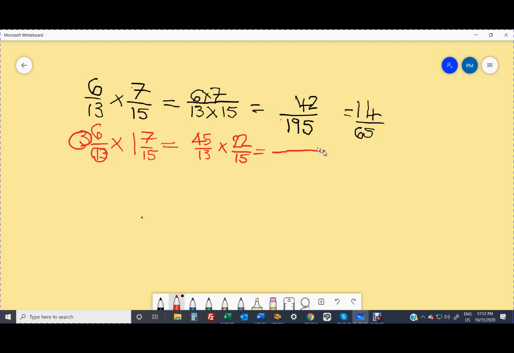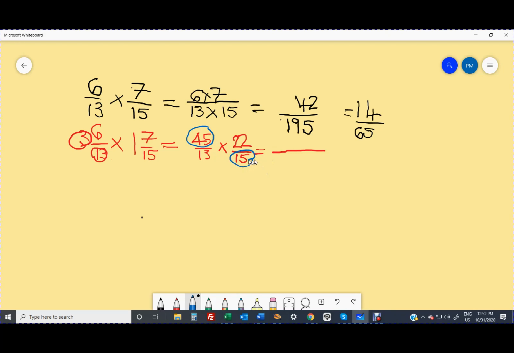Well, we're not going to mess about with 45 times 22. We're going to break it down, because what we have, and I will change the color to blue, we have a 45 here, and a 15 here.